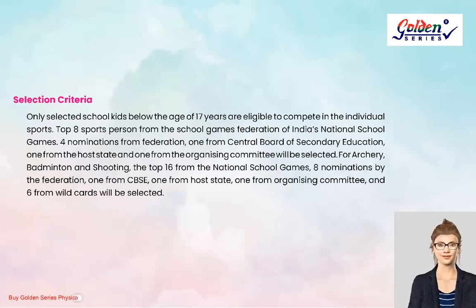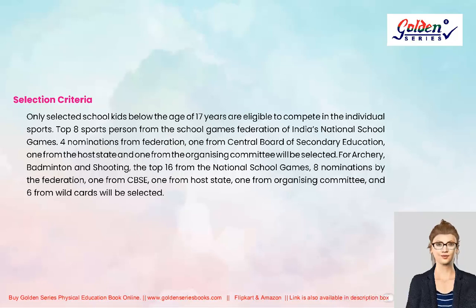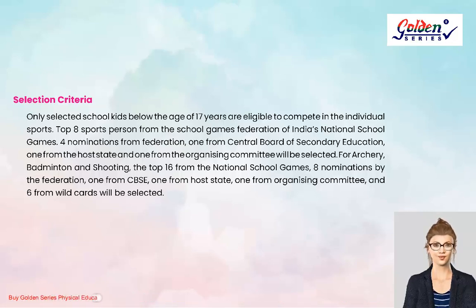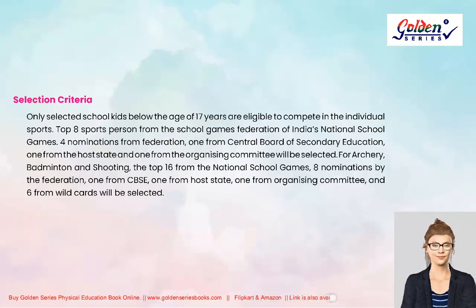Selection criteria. Only selected school kids below the age of 17 years are eligible to compete in the individual sports. The top 8 sportspersons from the School Games Federation of India's National School Games, 4 nominations from the Federation, 1 from the Central Board of Secondary Education, 1 from the host state, and 1 from the organizing committee will be selected. For archery, badminton and shooting, the top 16 from the National School Games, 8 nominations by the Federation, 1 from CBSE, 1 from the host state, 1 from the organizing committee, and 6 from wild cards will be selected.